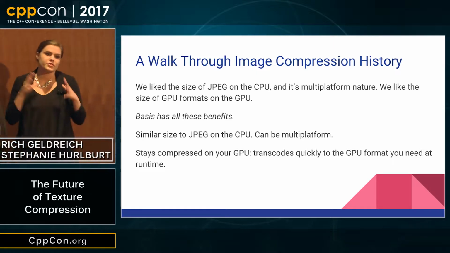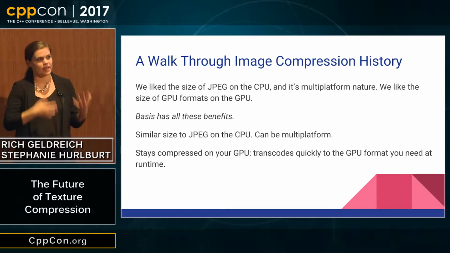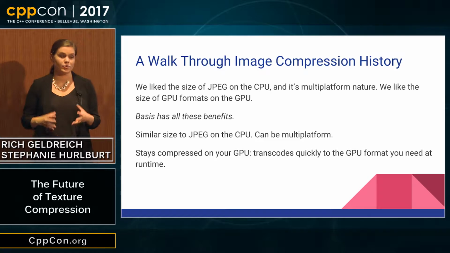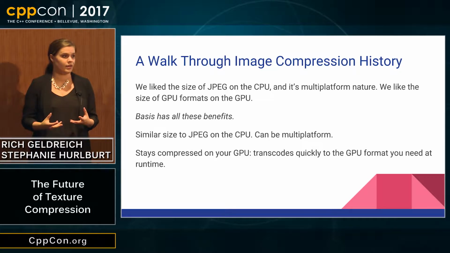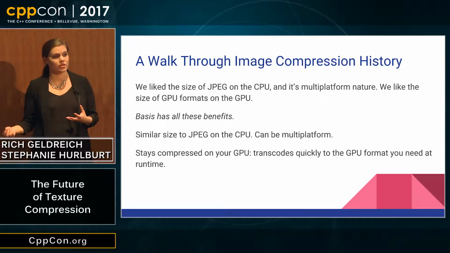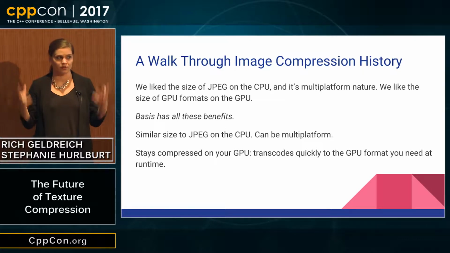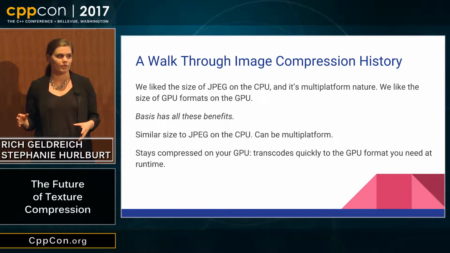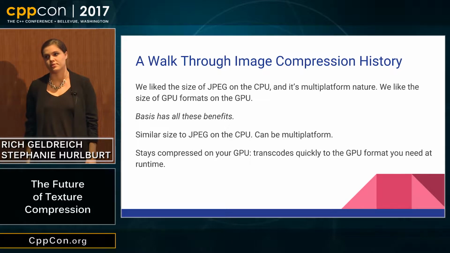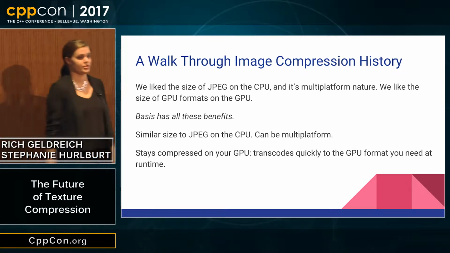So we like the size of JPEG. We want to maintain a small CPU size. We like its multi-platform nature. A lot of web applications still rely on it. But we like the size of the GPU format, so we have solved these problems. We have a similar size to JPEG on the CPU. It can be multi-platform, and it transcodes quickly to the GPU format you need. So it utilizes existing hardware acceleration.